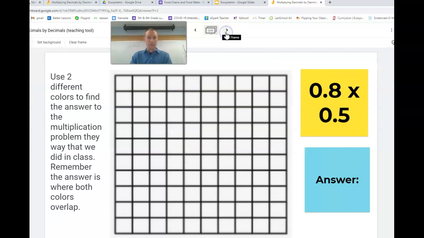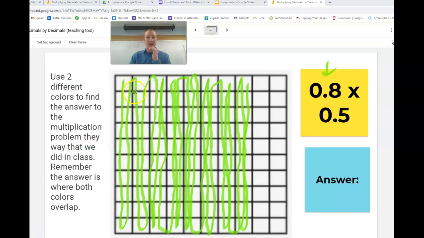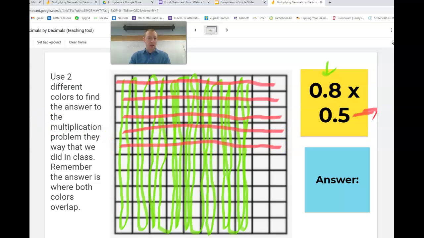All right, let's try another one. Here I've got 8/10 times 5/10. So again, I'm going to shade vertically, right, for the 8/10. So I'm going to pause this and do that so you don't have to watch me shade it again. So I just shaded in 8/10, right? 8 vertical columns. And now I'm going to shade in 5/10, but I'm going to go horizontally, right, the other way. So there's 1/10, 2/10, 3/10, 4/10, and 5/10.